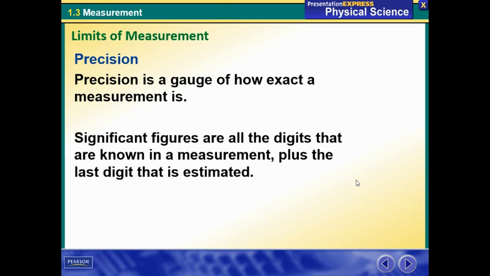And with that, we're also going to talk about and define something called significant figures. Significant figures are all digits that you know when you take a measurement, plus the last one that is estimated. These are all the important numbers that are part of a measurement.